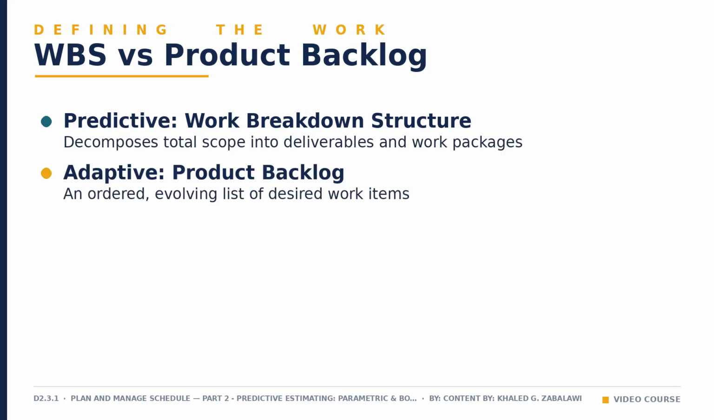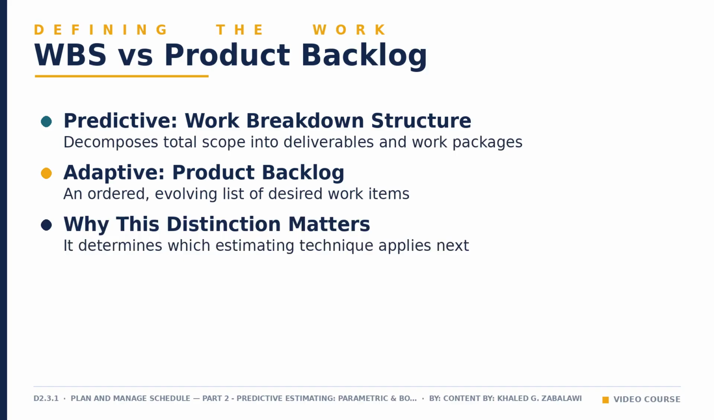In an adaptive project, there is no fixed WBS. You define work through the product backlog, an ordered list of stories and features that the product owner continuously refines. Unlike a WBS, the backlog is expected to evolve as the team learns. This distinction matters because it determines what comes next. Once predictive work is decomposed down to activities in the WBS, you're ready to estimate each one using parametric or bottom-up estimating, the two techniques covered in depth ahead.